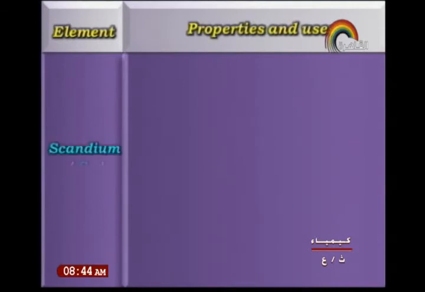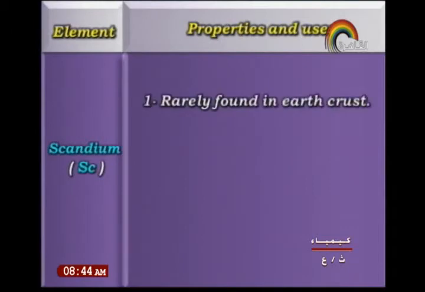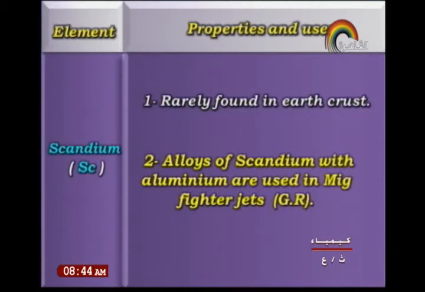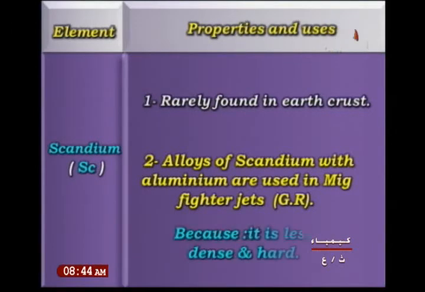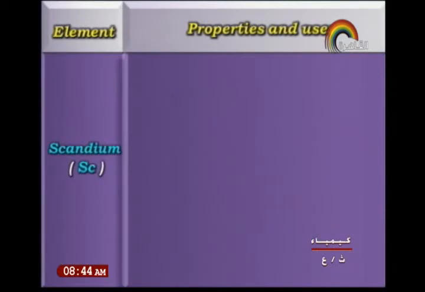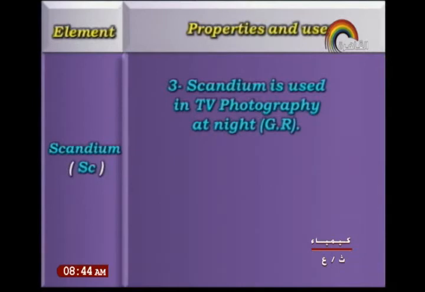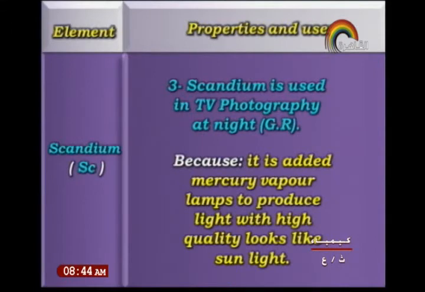Now, we are going to discuss the first element, which is scandium. This element is rarely found in the Earth's crust. Its alloy with aluminum is used in the MiG fighter jets. The reason for that is because it is less dense and hard. Scandium is also used in TV photography at night, where it is added to mercury vapor lamps. The reason for that is it produces light with high quality, looking like sunlight.